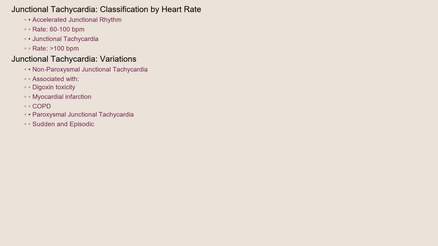Junctional tachycardia is often classified based on the heart rate. Accelerated junctional rhythm is a rate between 60 and 100 beats per minute. Junctional tachycardia has a rate above 100 beats per minute. There are some variations, like non-paroxysmal junctional tachycardia, usually associated with digoxin toxicity, myocardial infarction, or TSOP. Paroxysmal junctional tachycardia is more sudden and episodic.